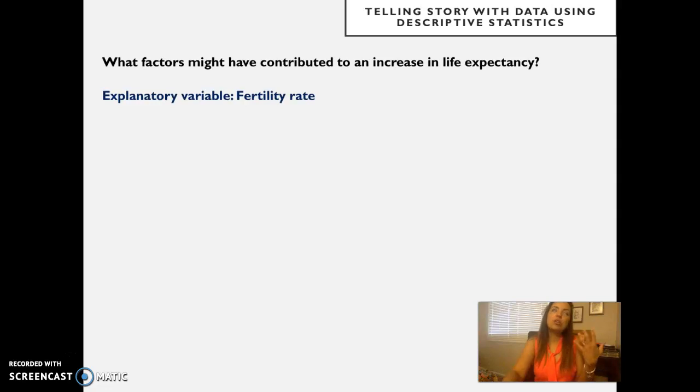So we could raise as a possible explanatory variable, make a theory, that fertility rate, changes in fertility rate, might be driving or explaining the changes in life expectancy. So the outcome variable in this scenario would be life expectancy, because that's the thing we want to explain.